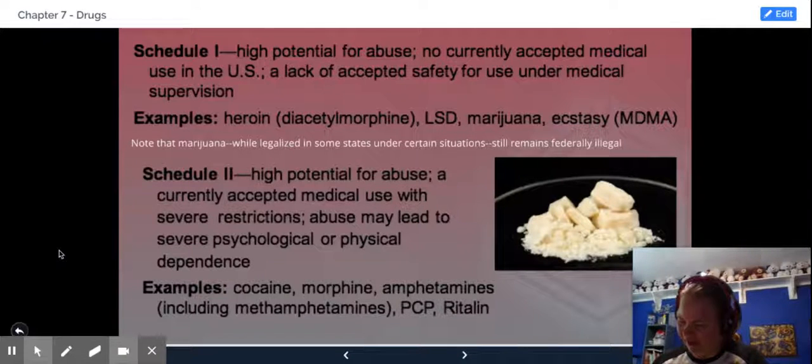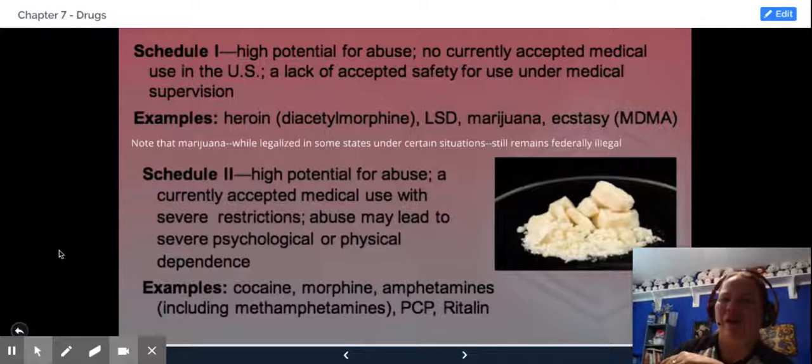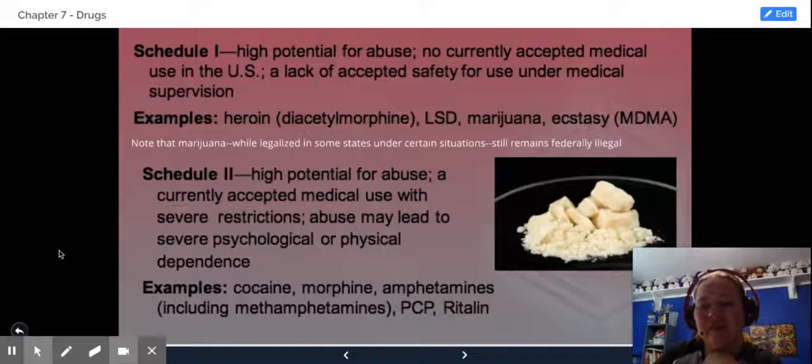we're going to start off with Schedule 1, and Schedule 1 is actually the strictest schedule out there: high potential for abuse, no currently accepted medical use in the U.S. There is no accepted safety for use under medical supervision. Examples would be heroin, LSD, marijuana, and ecstasy. Now, little side note here, while marijuana is legal in some states under certain situations, it still remains federally illegal. The laws are just really, really tricky when it comes to marijuana now that it's been legalized in some states.